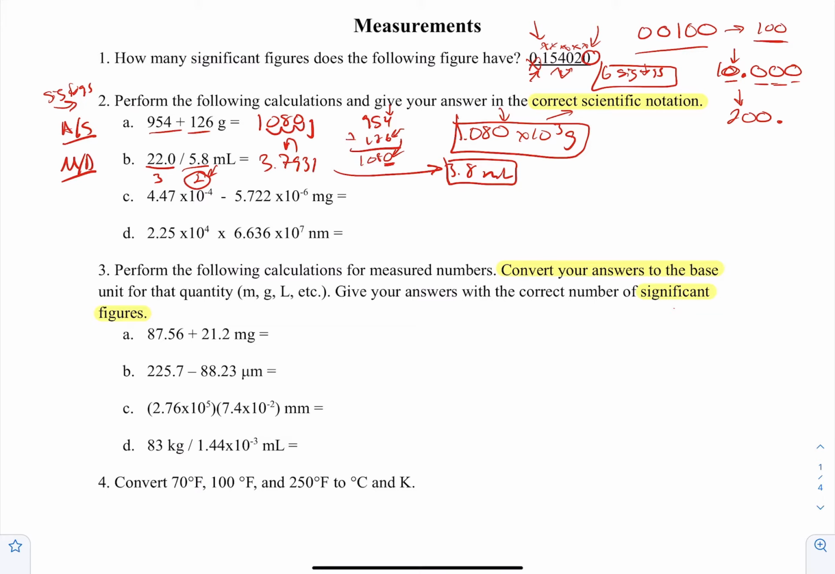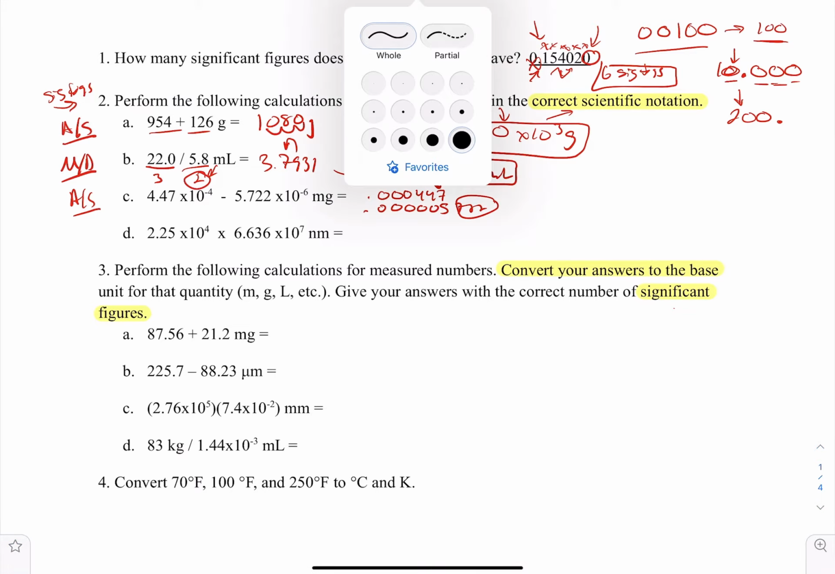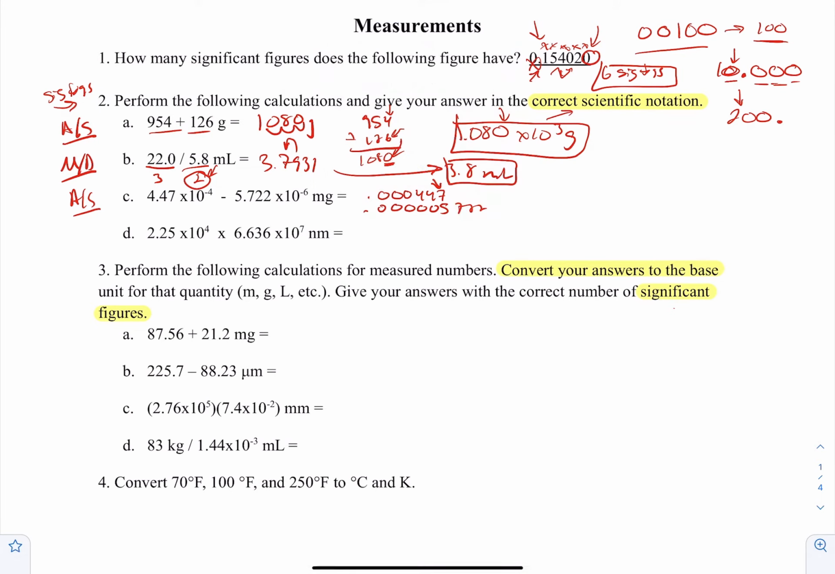All right, letter C here, we're doing addition and subtraction rules. So we got 0.00447, right? That's what 4.47 times 10 to the negative 4 is. And then I got this value here, 5722. Now I wrote it like this so you can see I am specific to this place, right? This guy has all these values here, but those aren't significant. Those aren't going to play any part in my significant figures.